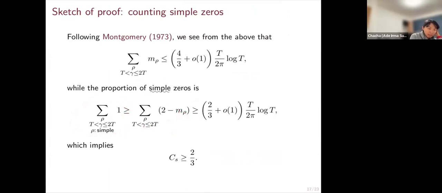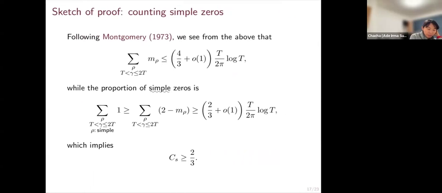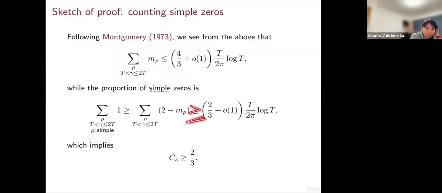And that is, if you use this number, then it's 2 minus, so this is at least 2 minus 4/3, and that's why you get 2/3 times the asymptotic number of zeros. Then this implies if you take the limit infimum as t goes to infinity, then that is 2/3. So this is our simple zero proportion.